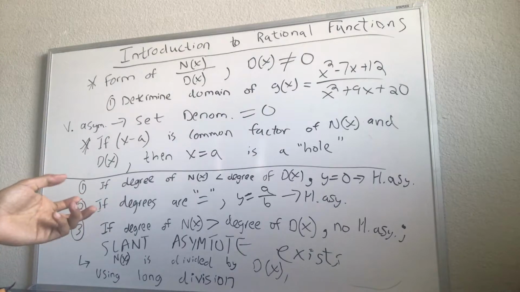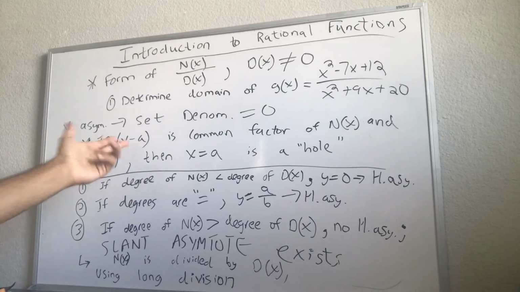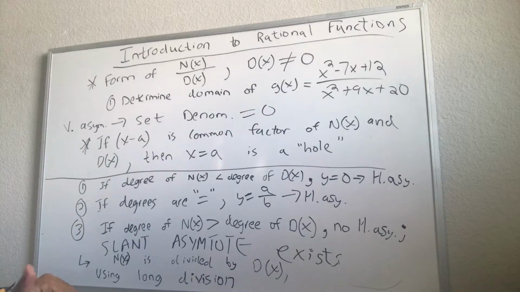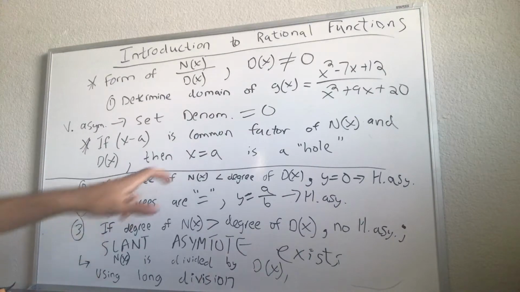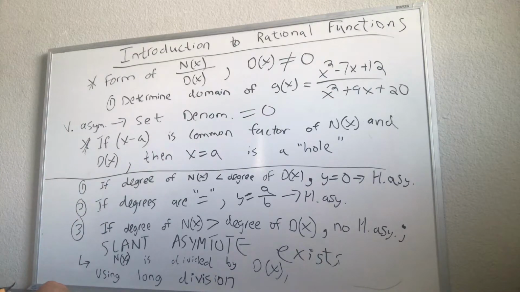However, if there is a common factor, such as x minus a, common between n of x and d of x, then x is equal to a is a hole, and that's where the removable discontinuity comes in. So that's where that hole exists there, x is equal to a. In that case, you would not classify that as a vertical asymptote. In a later video, I will be going over certain functions that have holes and vertical asymptotes as well. Now comes in horizontal asymptotes.